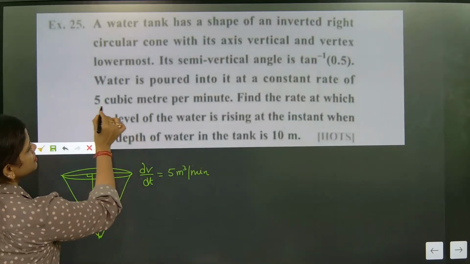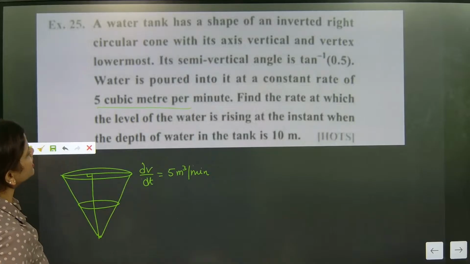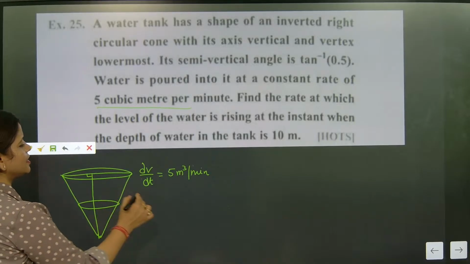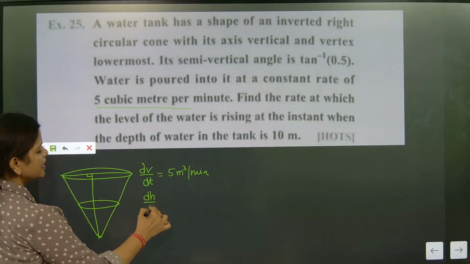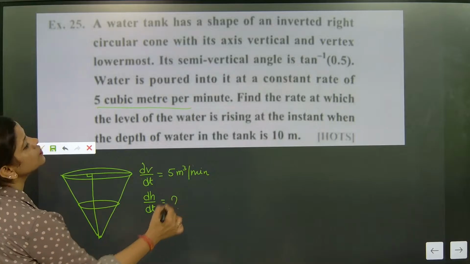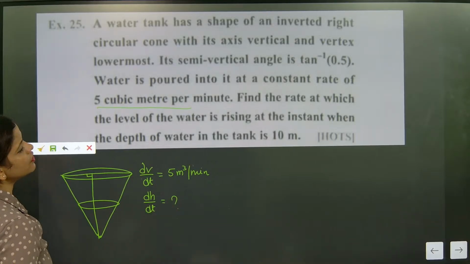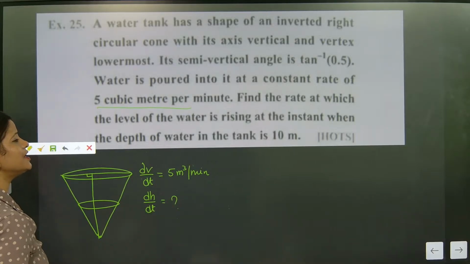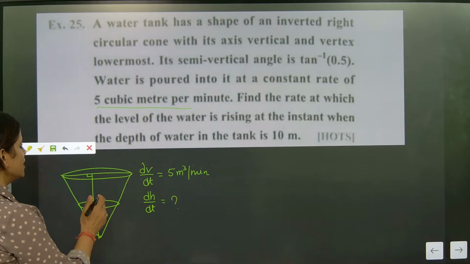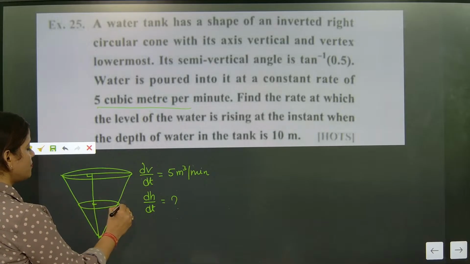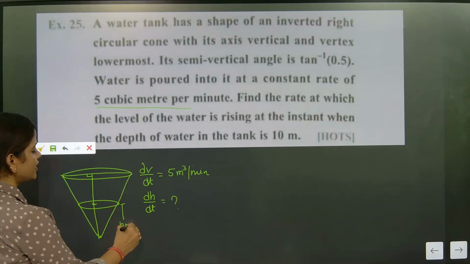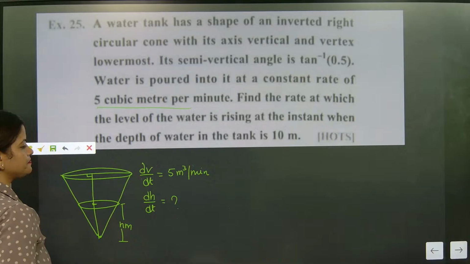Volume is given. Find the rate at which the level of water, the height, is rising. That means you have to find dh by dt when the depth of the water in the tank is 10. So that means at the place when the height is exactly 10 meter.